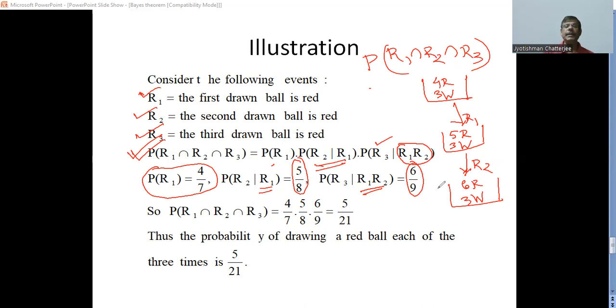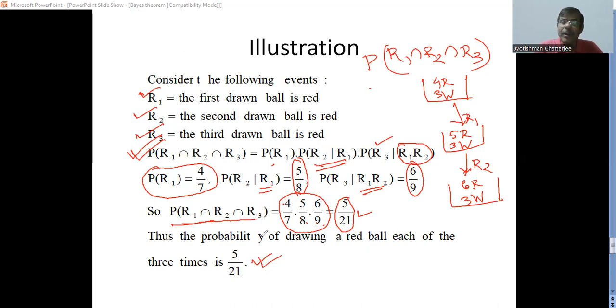Now let's multiply all these things. The probability of R1 R2 R3 must be equal to the multiplication of all these things, 4 by 7 multiplied by 5 by 8 and 6 by 9. You simplify this, and you get 5 by 21, because 6 and 4 will cancel out with 8 and 3 out of this thing, and you will get 5 by 21. That's the answer.